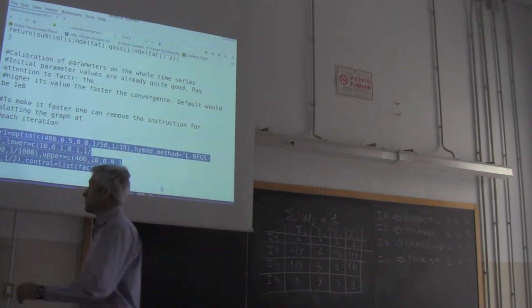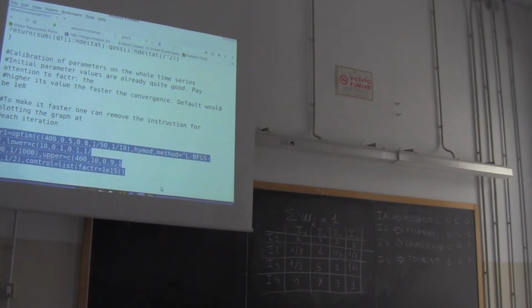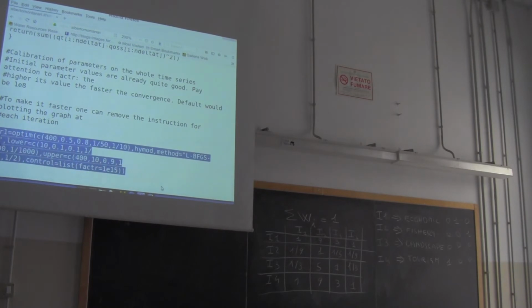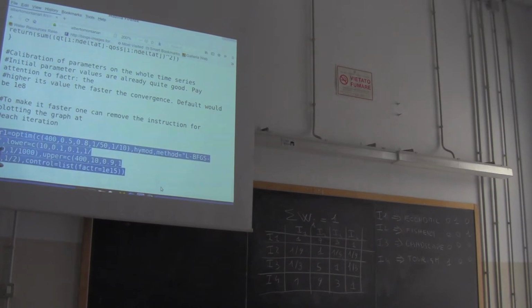So, first of all, I need a dummy variable to assign the result of the calibration, and I choose PR1. You can choose whatever name you want. Optim is the function for optimizing an objective function. There are several alternatives in R. I took the most used one, okay? I need to give an initial value for the parameters, a vector of initial values. It means that the function starts from that value to search.